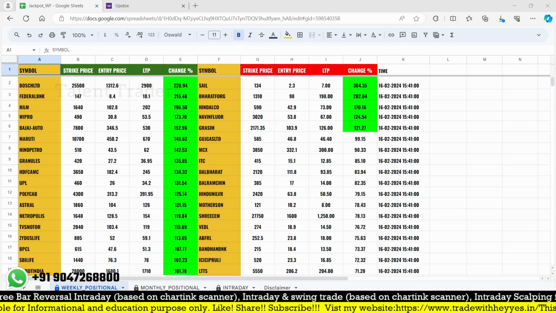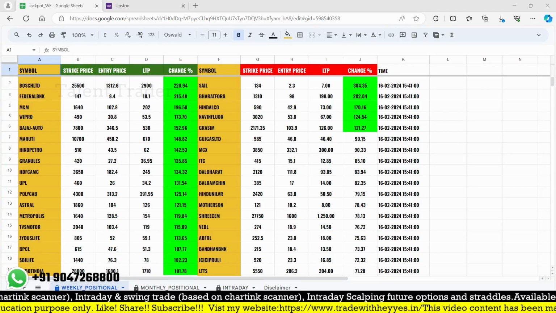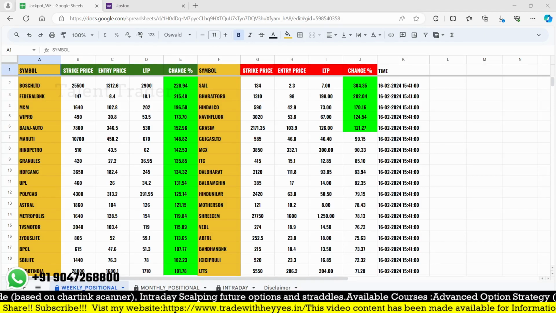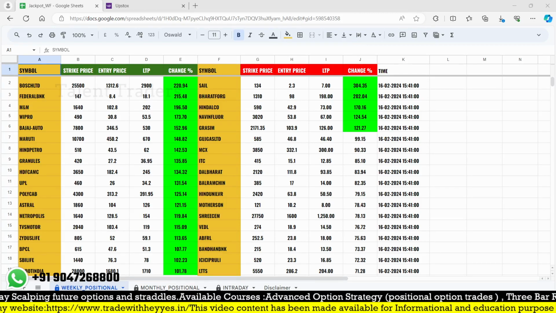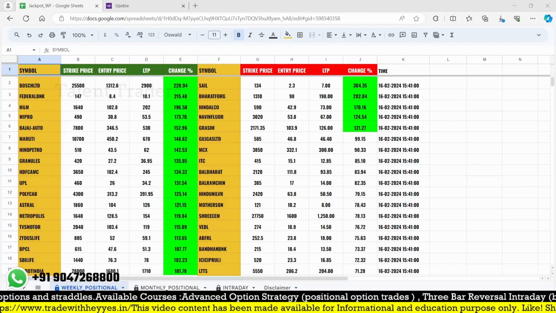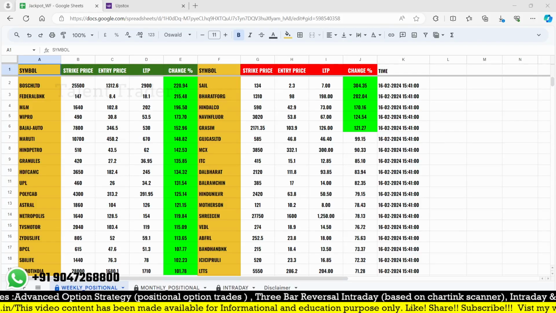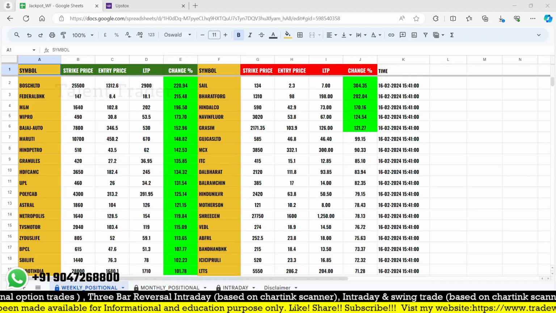And in this video, I'm going to discuss my Google Sheet. It's a stock option scanner. By using the scanner, we can effectively find weekly, monthly and intraday breakout trades. The weekly and monthly ones work based on my advanced option strategy, and intraday works based on Camarilla R4 breakout in both call and put.